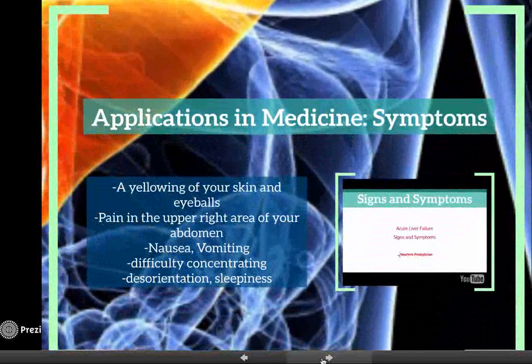Symptoms. Signs and symptoms of acute liver failure may include: first, a yellowing of your skin and eyeballs, called jaundice; pain in the upper right area of your abdomen; nausea, vomiting, a general sense of not feeling well, difficulty concentrating, disorientation or confusion, and sleepiness.